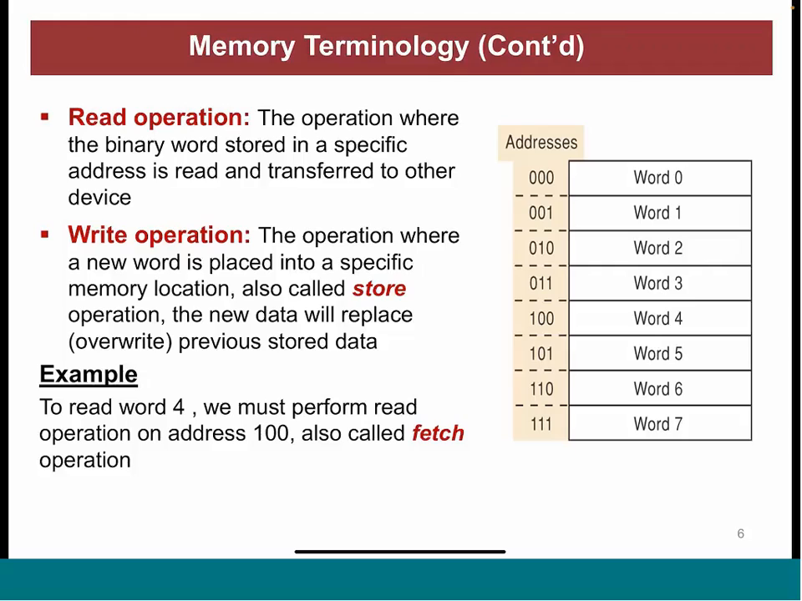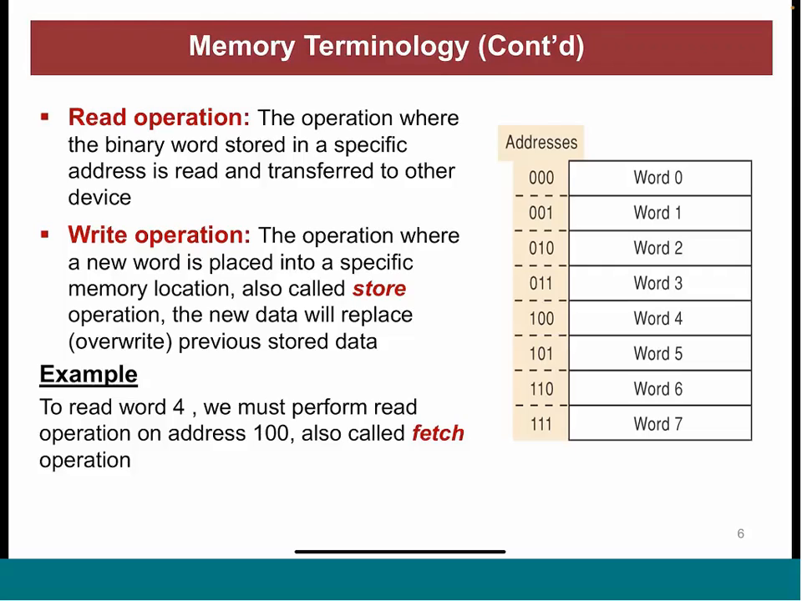We have the write operation, or store. We call it store as well. The operation is where a new word is placed into a specific memory location. So we always need to specify which memory location we need to read from or write to. The new data will overwrite the previous stored data. Of course, memory always has data in it. Once you write, you will overwrite whatever is there in the memory location of interest. So you overwrite the data with the new data that you want to write.